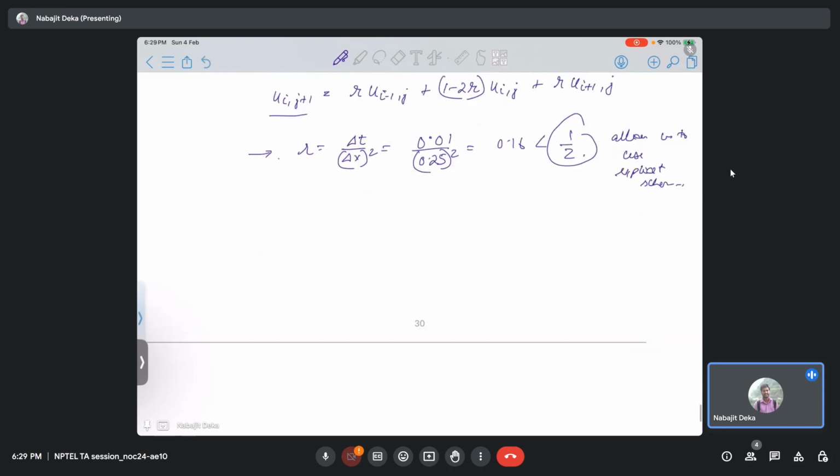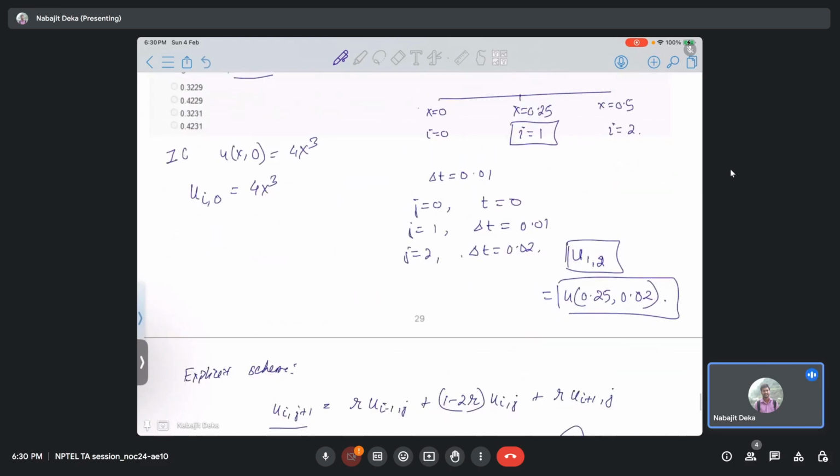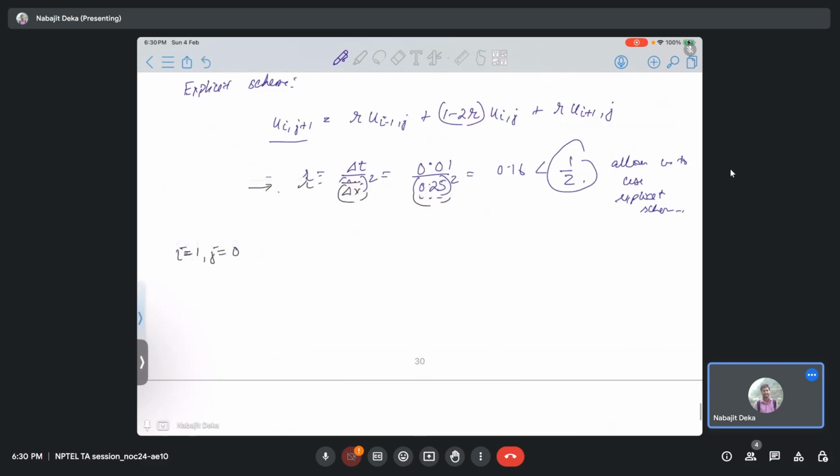So now we put i equal to 1, j equal to 0. So what we require is u1 comma 2.